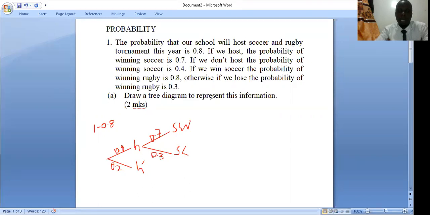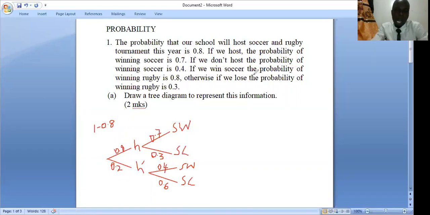If we don't host, the probability of winning soccer is 0.4. Meaning that if we don't host, we've gone for an away game. So this here will be soccer win, soccer lose. Winning soccer there becomes 0.4, meaning that the probability of losing is 0.6. You just do one minus 0.4, you get 0.6.